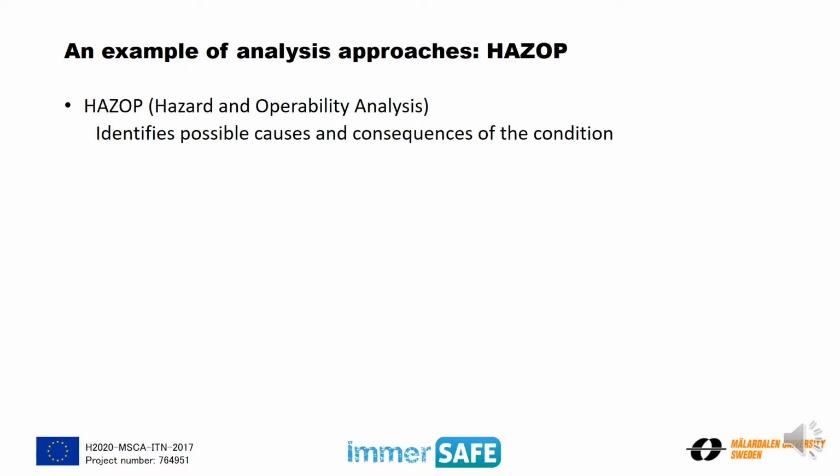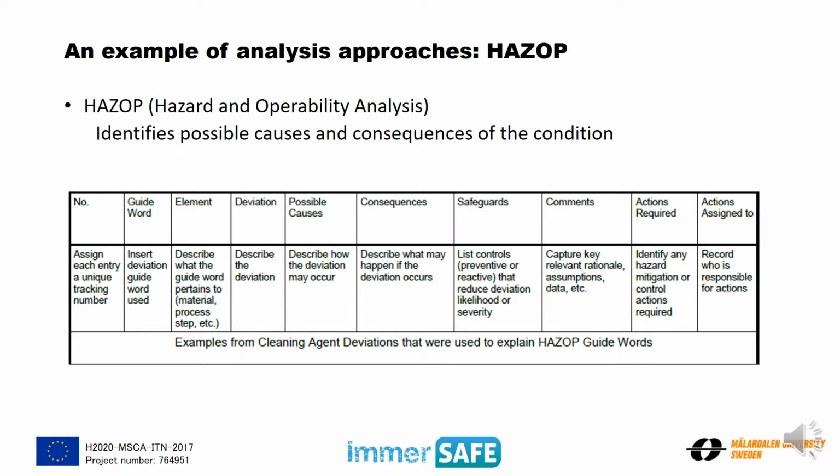One of the examples of analysis approach is HAZOP. It identifies possible causes and consequences of the condition. In this method, a table is provided, and for each failure, the possible causes and consequences should be considered.